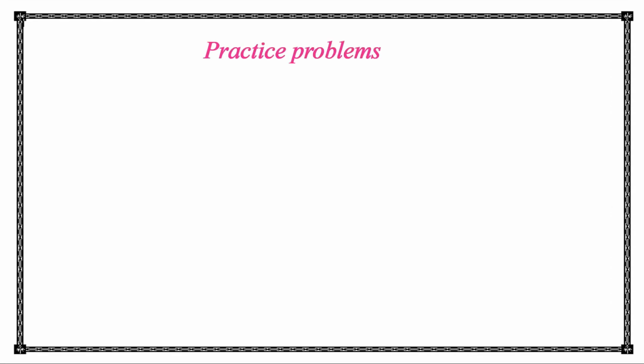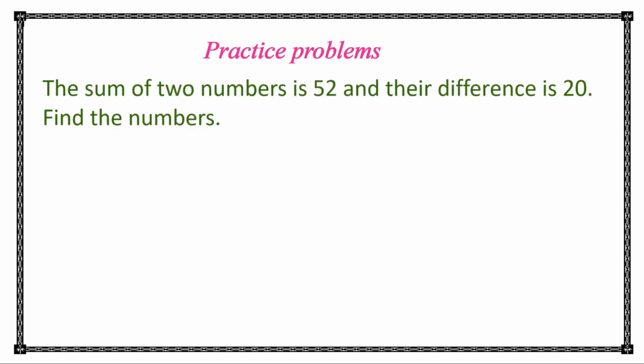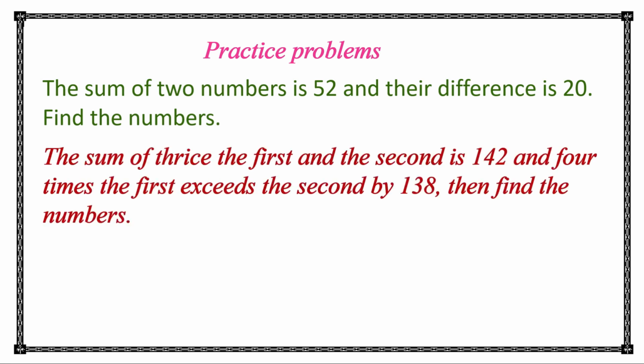Children, let's do some practice problems. Write down these problems and do it yourselves. Show it to your teacher, children. The sum of two numbers is 52 and their difference is 20. Find the numbers. The sum of thrice the first and the second is 142, and 4 times the first exceeds the second by 138. Then find the numbers.